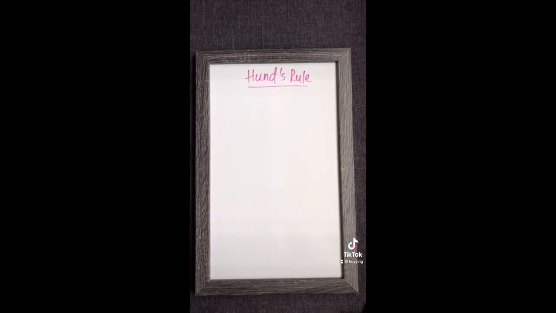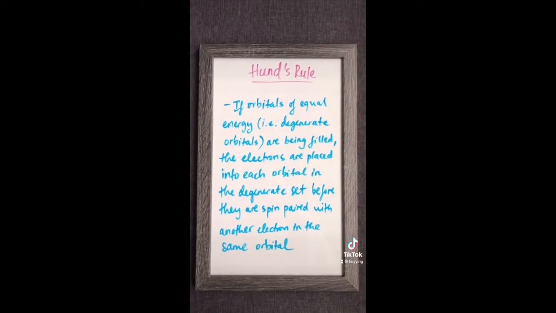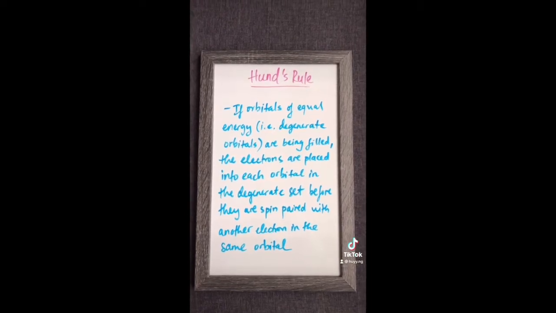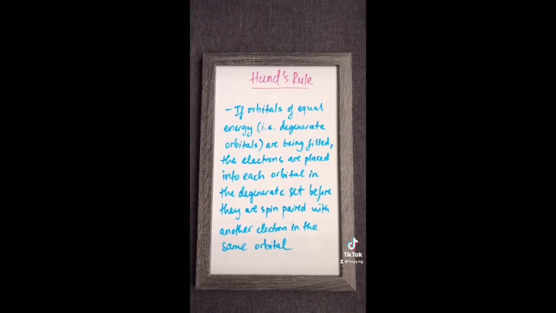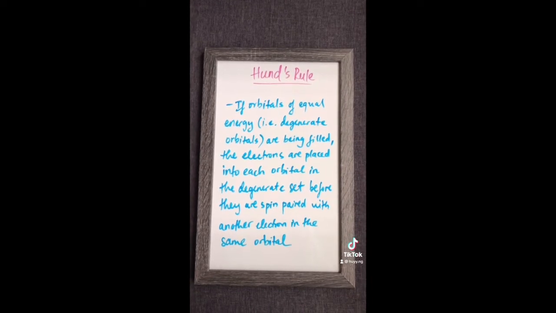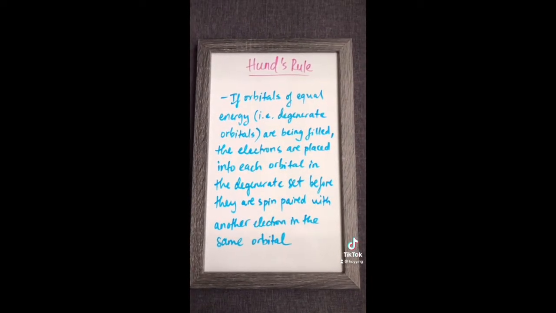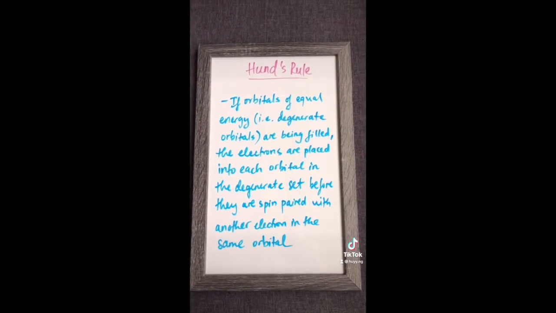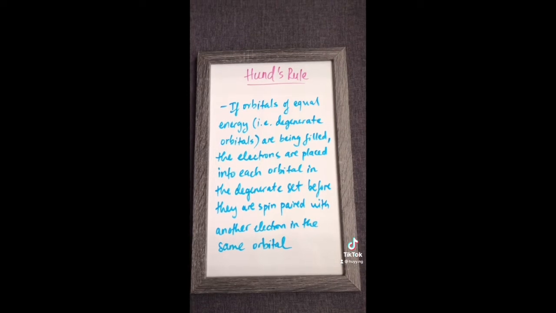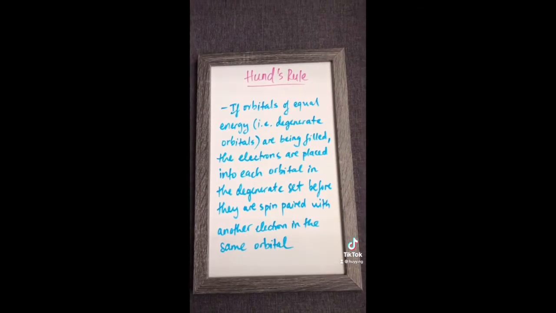Now let's talk about Hund's rule. This rule states that if orbitals of equal energy are being filled, the electrons are placed into each orbital in the degenerate set before they are spin paired with another electron in the same orbital. In other words, when filling out orbitals with the same energy, we have to first fill all the orbitals with one electron each, and then we can go back and add the second electron.